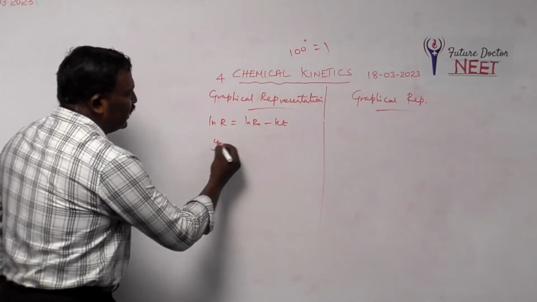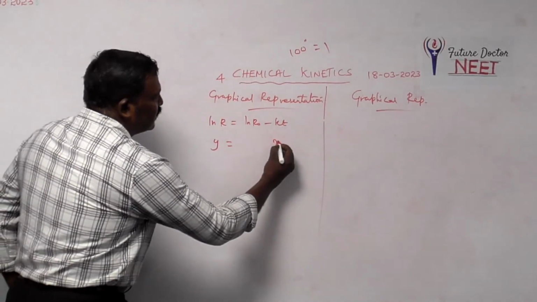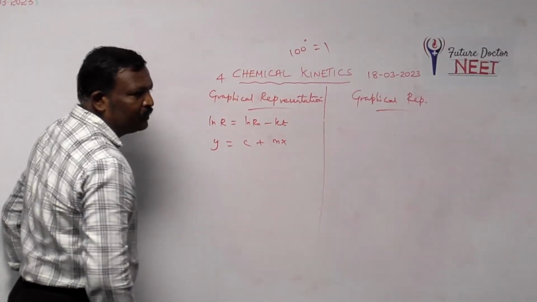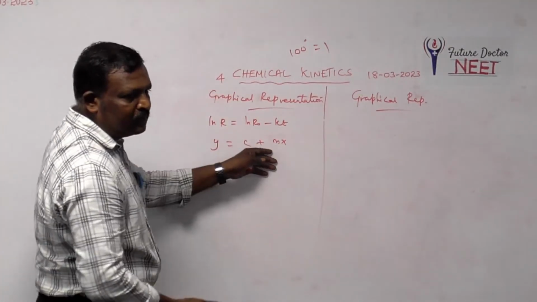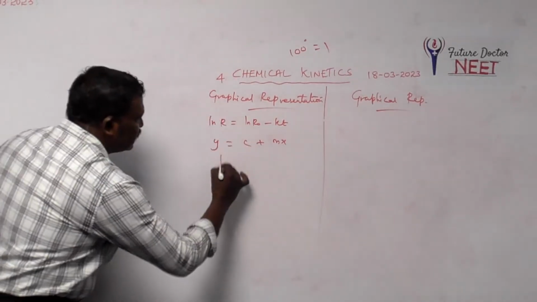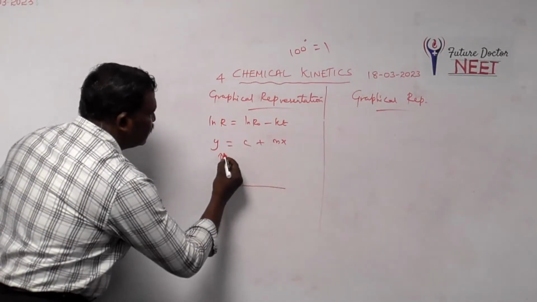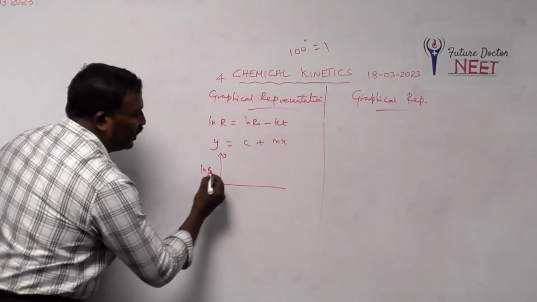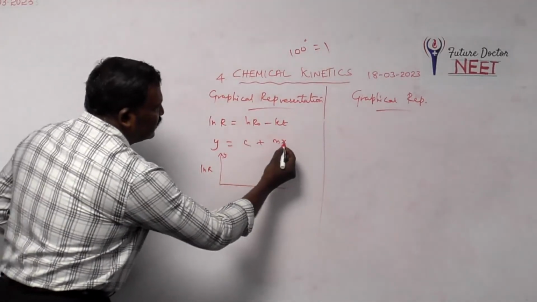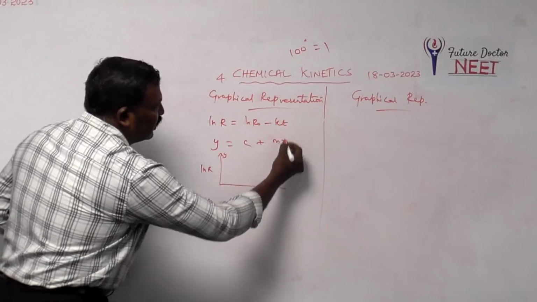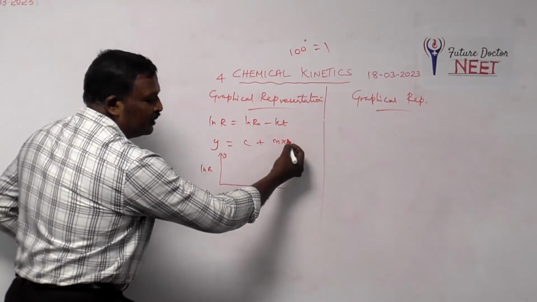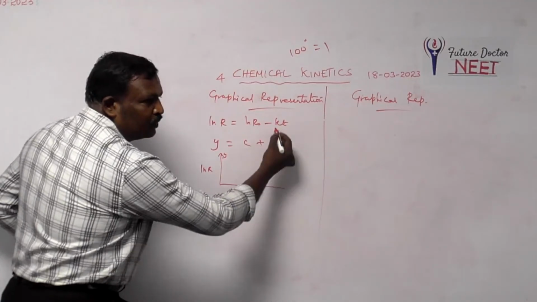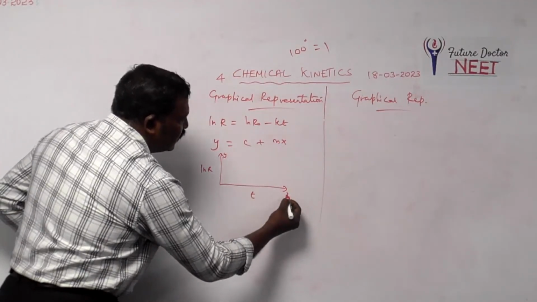Here this looks like y is equal to mx plus c. This is a straight line equation. Then on the y axis I am taking ln R, and on the x axis I am taking time t. m is called the slope. Understood?